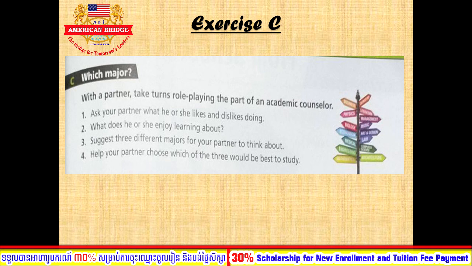Okay, so number 1, ask your partner what he or she likes doing. So basically you need to ask your friend what he or she likes and dislikes doing. That's important as well. And you need to ask what he or she enjoys learning about. Then maybe as an academic counselor, you can suggest 3 different majors, 3 different subjects for your partner to think about. So maybe science, math, and history perhaps, and maybe they can think about that. And help your partner choose which of the 3 would be best to study. Okay, so you can also help to choose, or perhaps give suggestions of which subject to study as well.